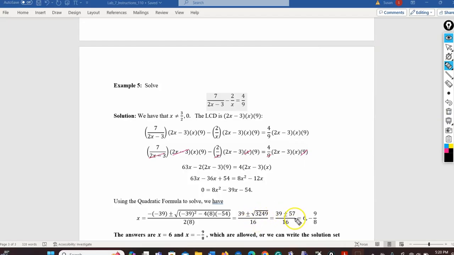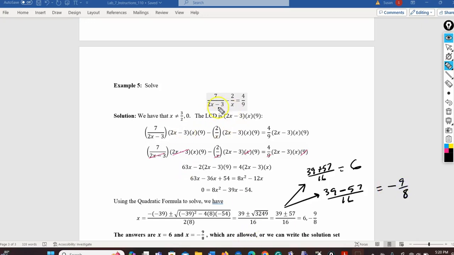It's a perfect square. So you have two possibilities. You have 39 plus 57 over 16, and then you have 39 minus 57 over 16. And so this will turn out to be 6. And this one will not turn out to be a whole number. It'll turn out to be negative 9/8.